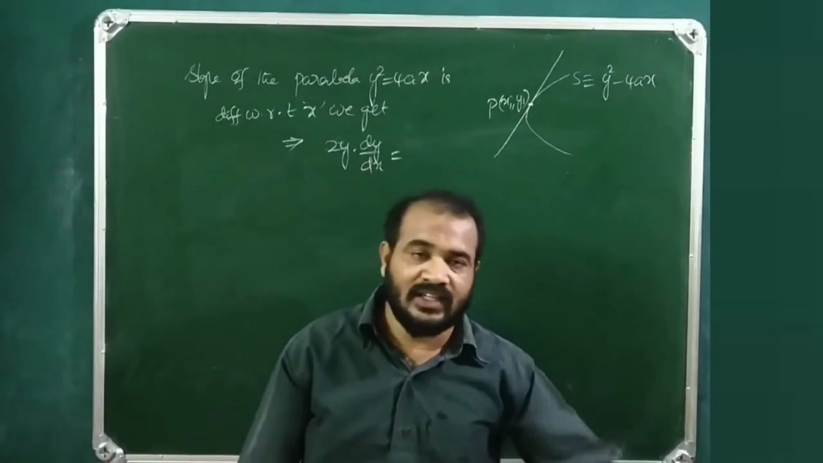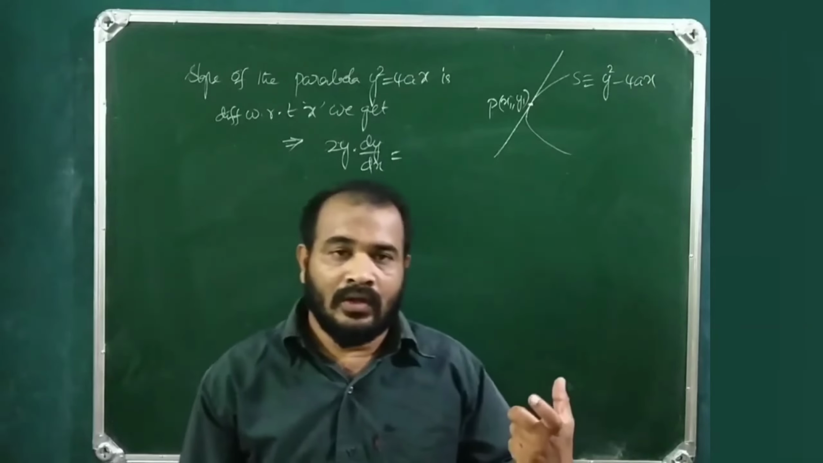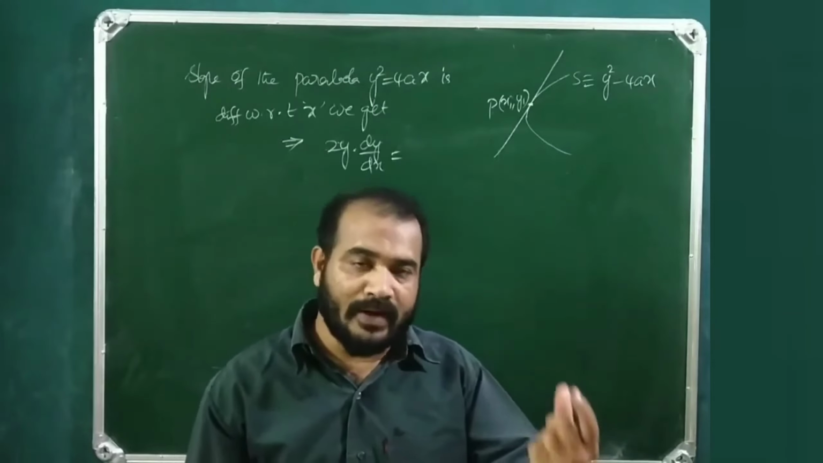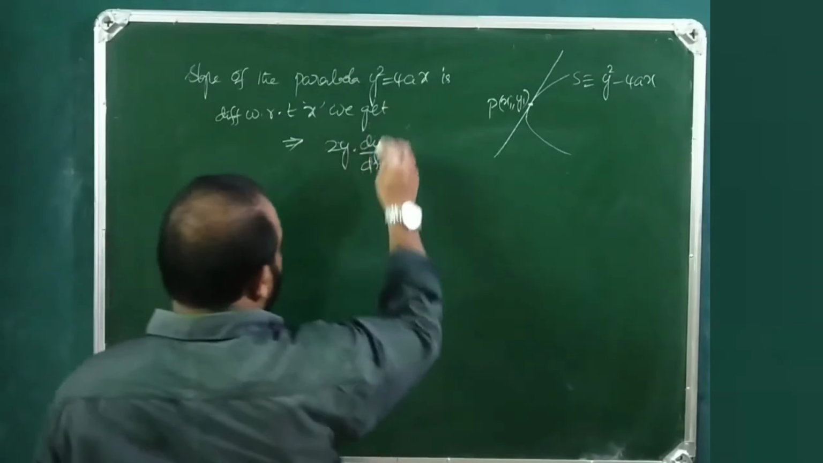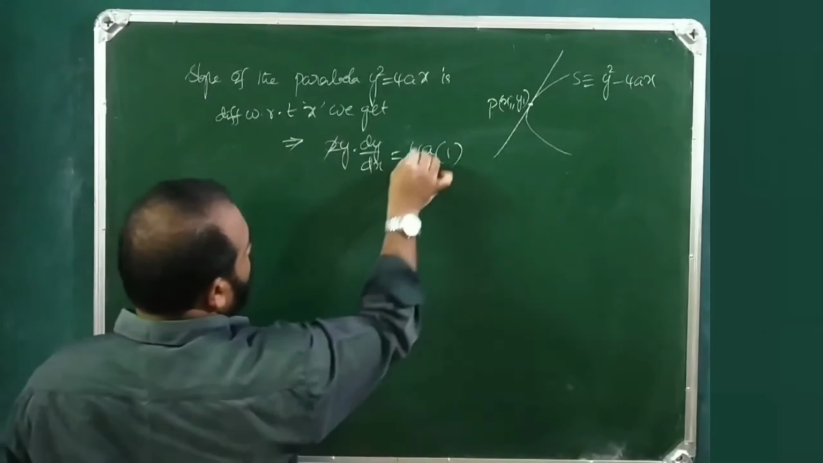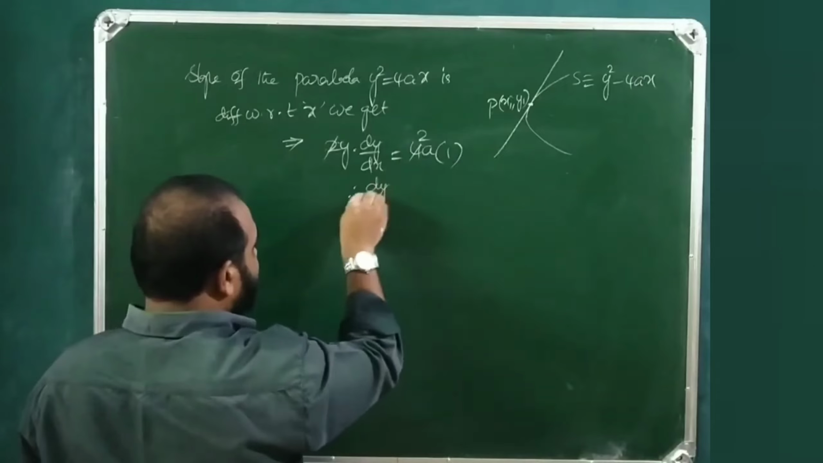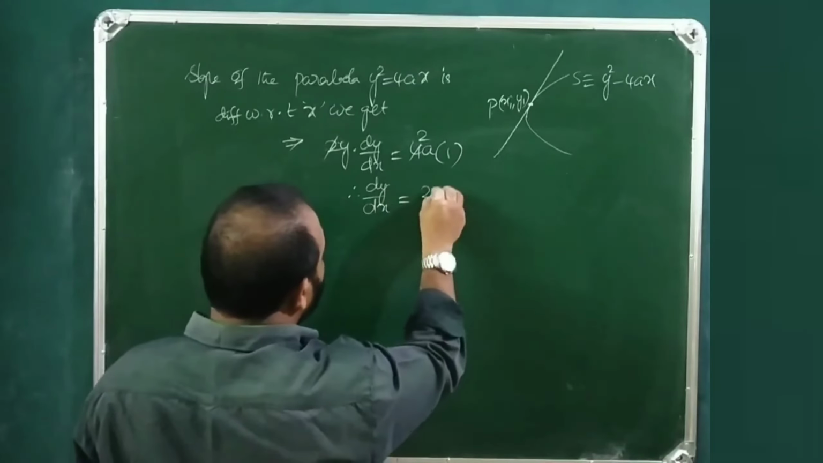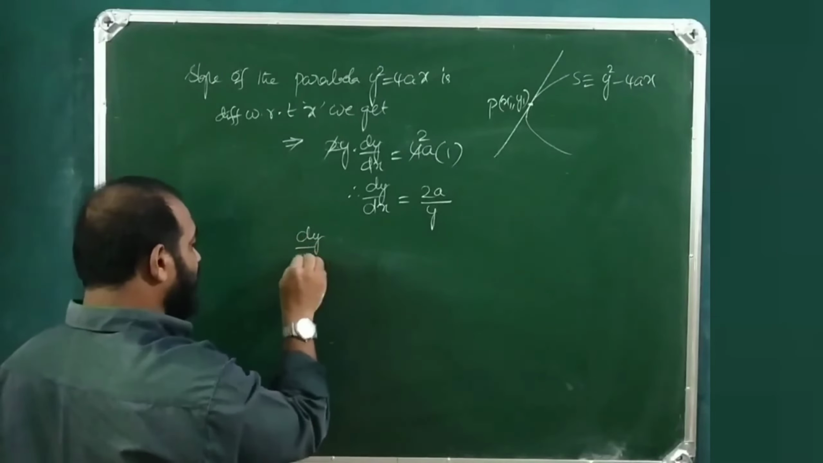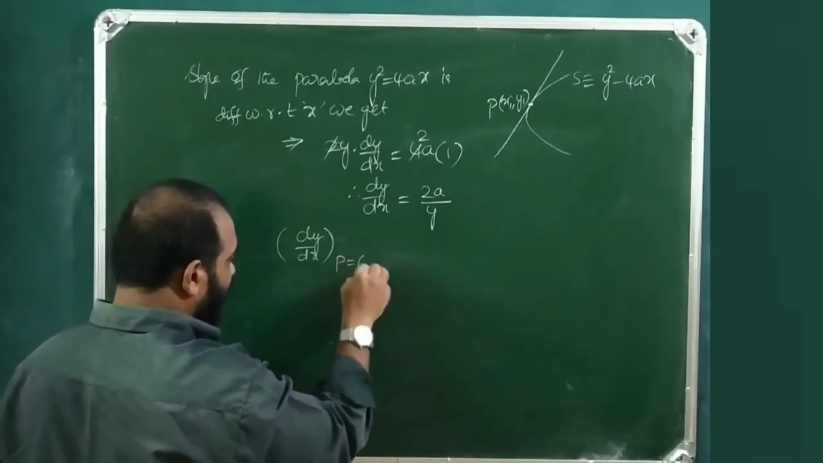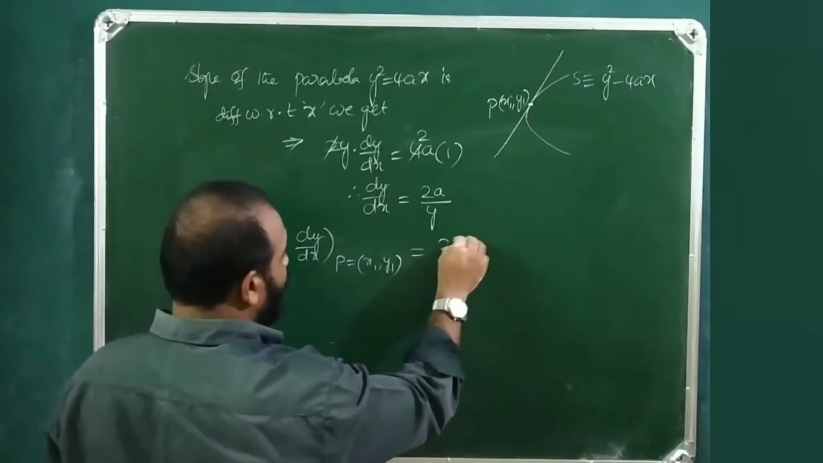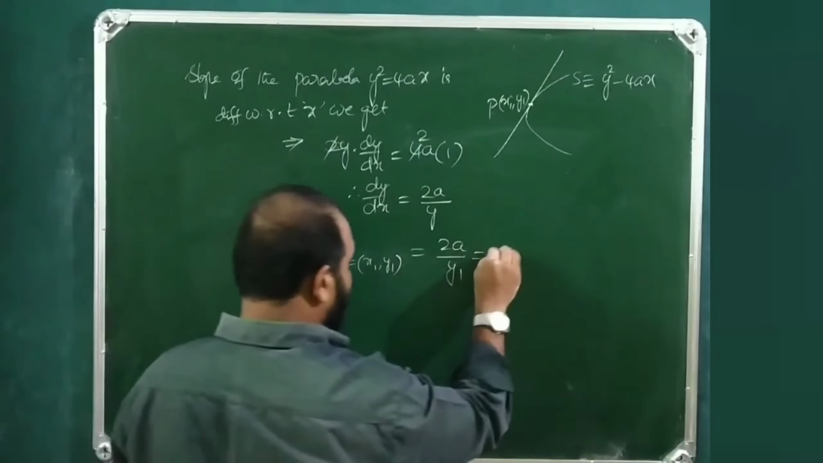Remember, in last year's calculus we learned that the slope of a tangent is nothing but the derivative at that particular point. So 2 dy by dx equals 4a into dy by dx of x, which is 1. This gives dy by dx equals 2a by y. Now dy by dx at point P(x1, y1) is 2a by y1. So this is our slope.